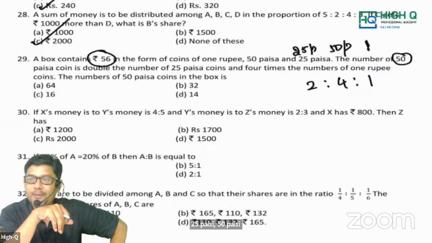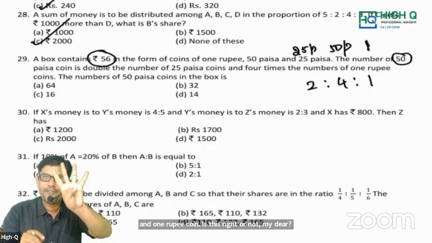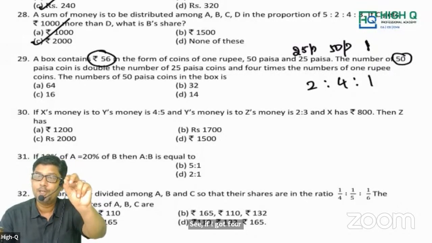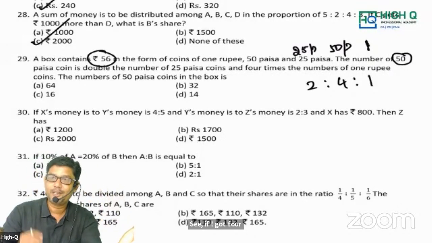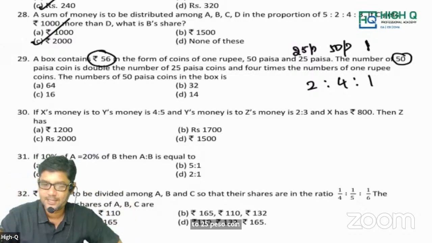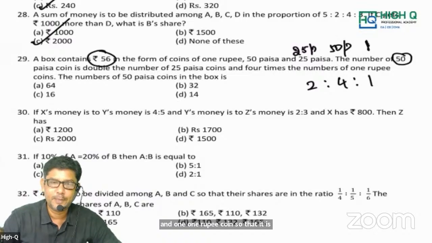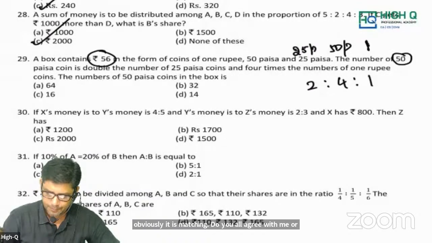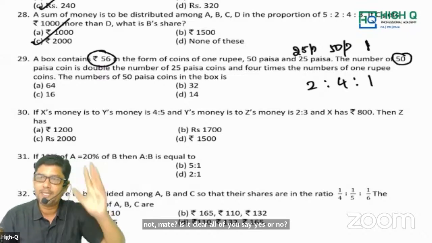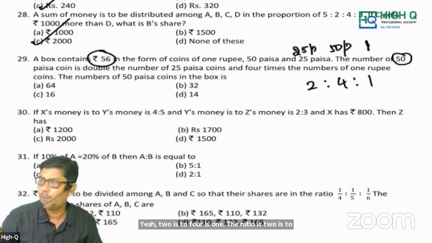Say yes or no. Tell me. See, if I got four 50 paise coins, I'll be having two 25 paise coins and one 1 rupee coin, so obviously it is matching. Do you all agree with me or not, my dear? Is that clear, all of you? Say yes or no. Yeah, the ratio is 2 is to 4 is to 1. Once you make that ratio 2 is to 4 is to 1, the answer is over. How? I'll tell you.